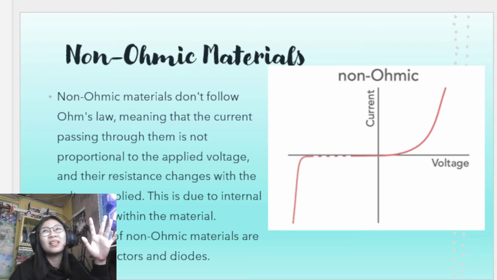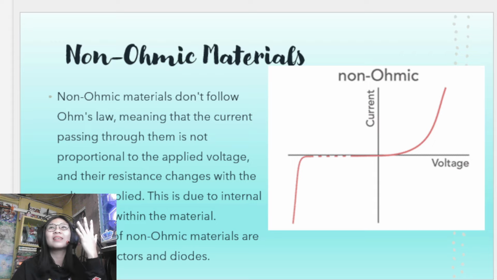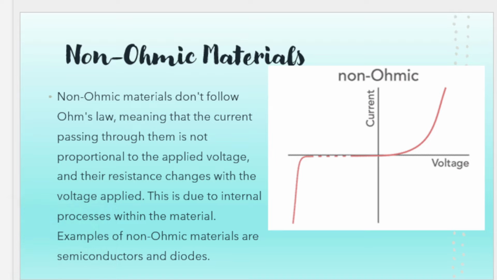Na pag mataas ilang voltage, sometimes ilang current dili pud mataas or mokalit ra siyang taas, no? So dili siya constant ang ilahang pagtaas sa ilahang current or sa ilahang voltage. Okay. So these are actually semiconductors. Semiconductors and diodes, which are also made of semiconductors, are examples of non-ohmic material.